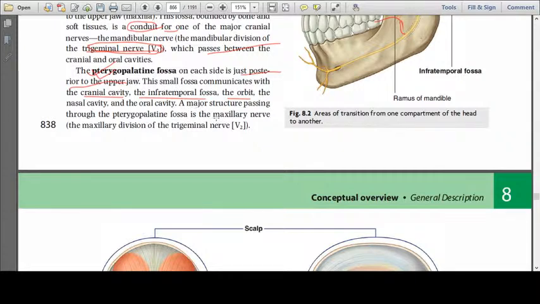So what is the structure present within the pterygopalatine fossa? The major structure passing through it is the maxillary nerve. The maxillary nerve actually passes through the pterygopalatine fossa.